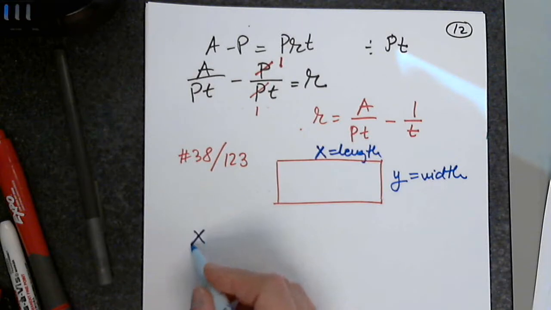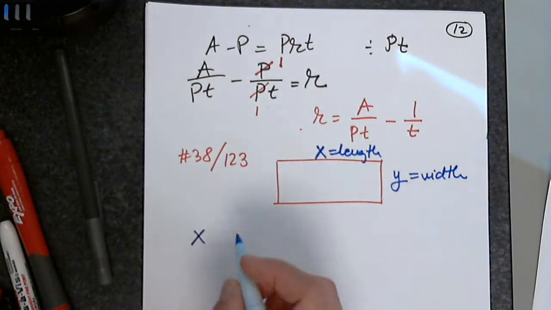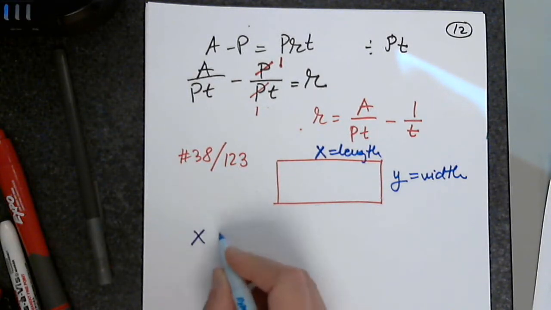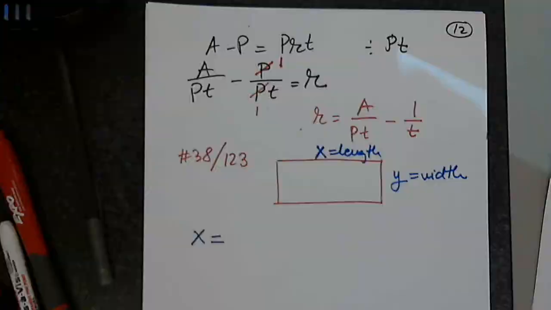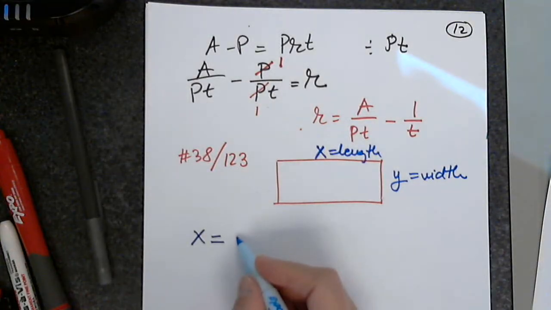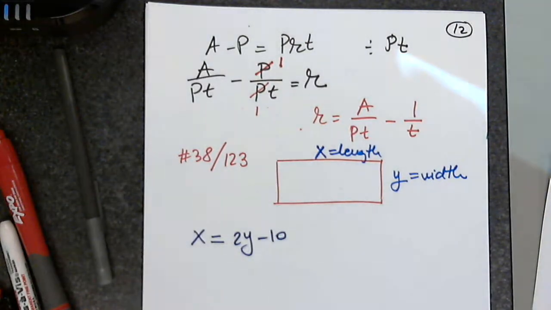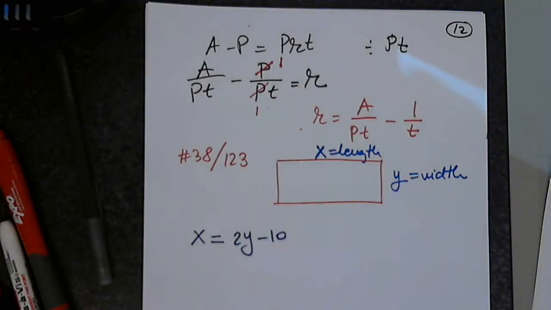The length is... equals... The length is 10 meters less than twice the width. So 2y minus 10. Yes, 2y minus 10, very good. 10 meters less than twice the width.